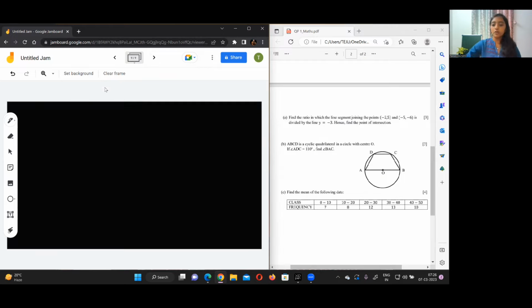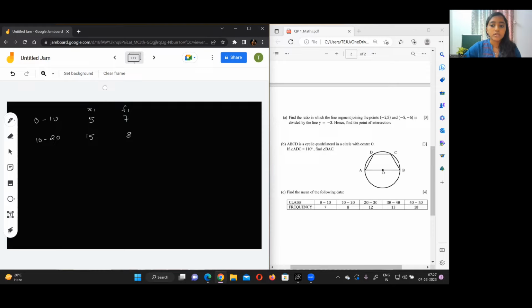It says, find the mean of the following data. You have classes given and frequency given, and they're asking you to find the mean. So let's write that down. For 0 to 10, the mid value, let's take, will be 5, and the frequency is 7, right? Then let's go to the next one, that is 10 to 20. The mid value is 15 and the frequency is 8.